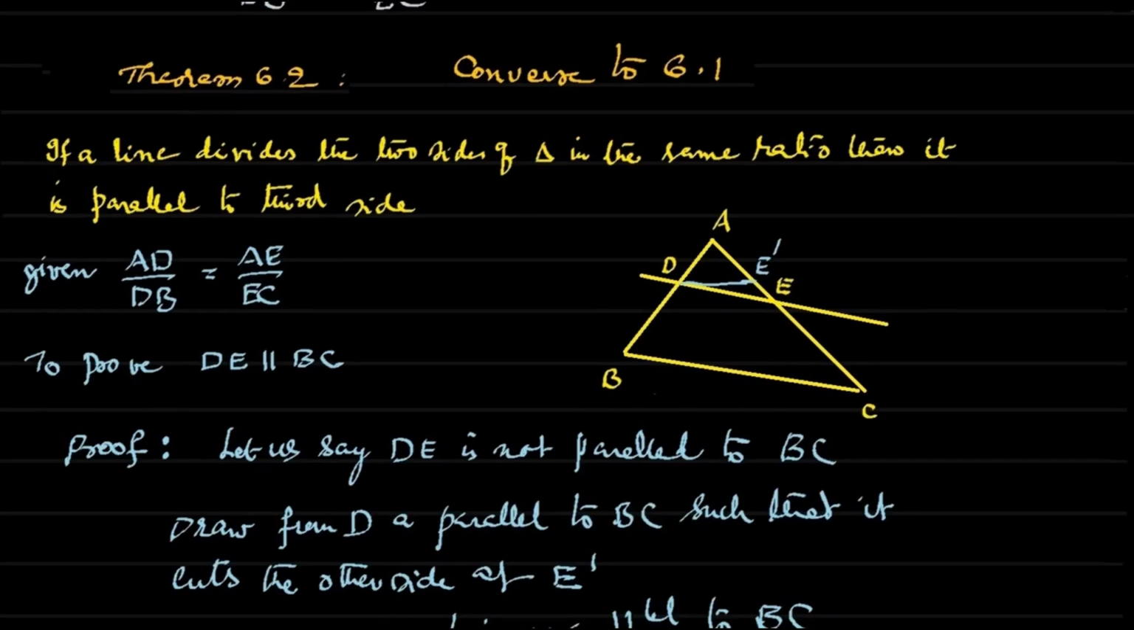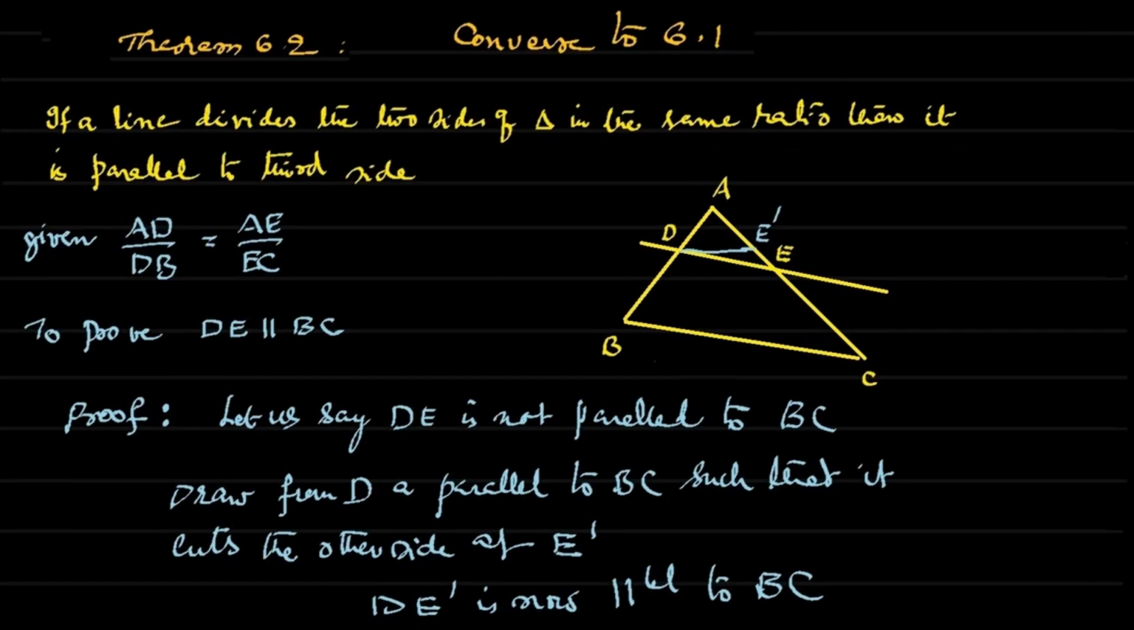And theorem 6.2, that is the converse of 6.1. If a line divides two sides of a triangle in the same ratio, then it is parallel to the third side. Given that AD by DB equal to AE by EC, you prove that DE is parallel to BC. So this theorem is proved in a negative way.